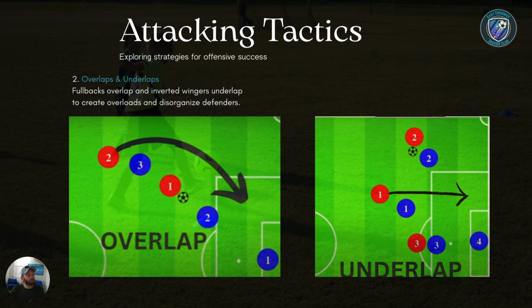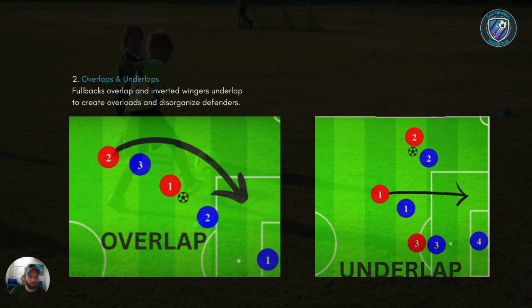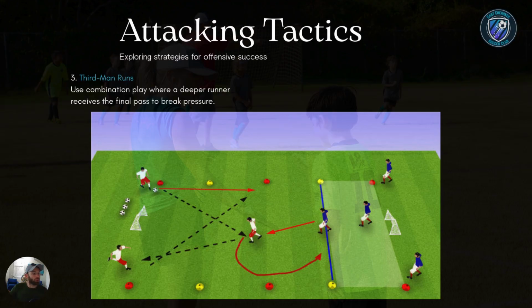All right, let's dive into number 3. Number 3 is going to be third man runs. This is very similar to a give and go in that we're looking at the same concept, but this is not a 1-2. This is kind of a 1-2-3.